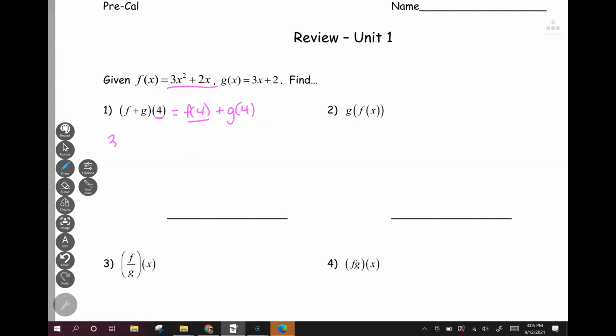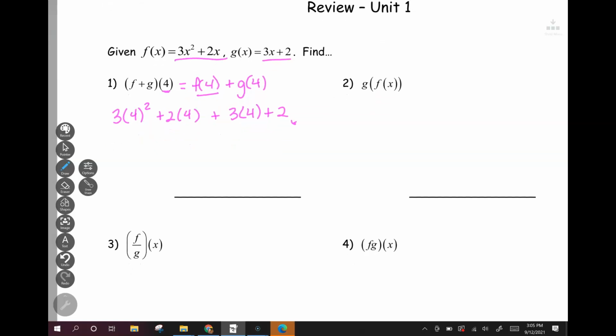So I'm going to be doing 3 times 4 squared plus 2 times 4. Same thing with g of 4. I'm taking the function g and I'm plugging 4 in for x. Now I need to simplify. So I've got 4 squared is 16. 2 times 4 is 8.